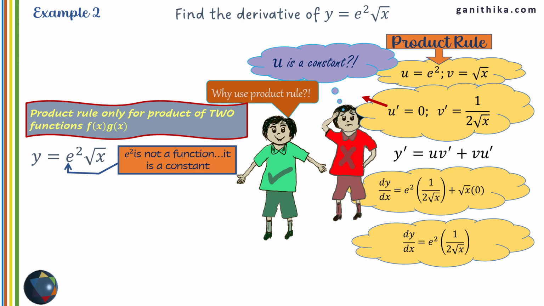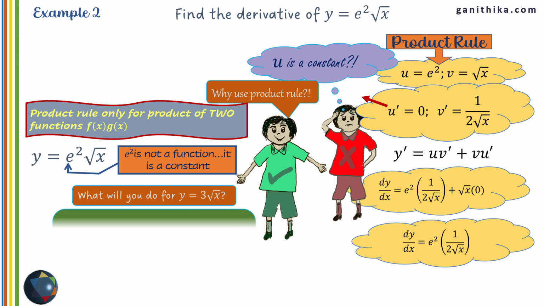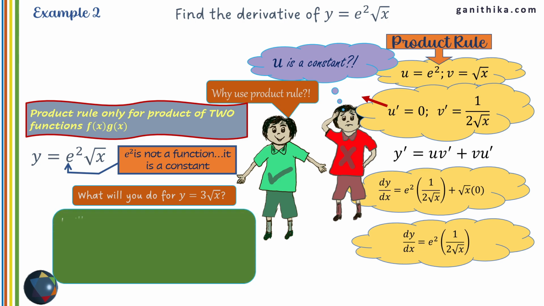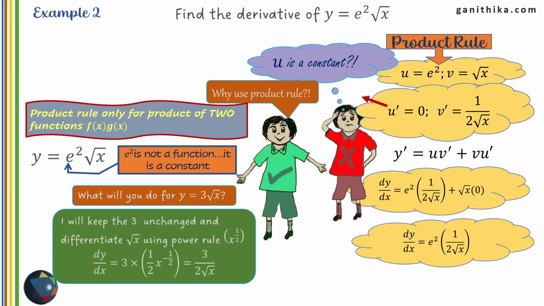Okay, so how can I do this question anyway? Now let me ask you one other question. What will you do for the function 3 root x? How will you differentiate 3 times root x? Oh, that's simple. I know how to answer this question. I'll write this as 3 times x to the power of half. I'll keep the 3 unchanged. I'll differentiate x to the power of half using power rule, and this is what I will get, 3 over 2 root x. Exactly.